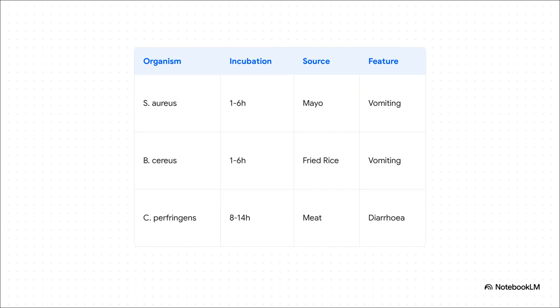Notice the short incubation group, that classic 1 to 6 hour window. The exam pattern here is absolutely unmistakable. If the question stem says a patient is violently ill just a few hours after eating potato salad at a summer picnic, bam, it's Staph aureus. If it happens after eating reheated fried rice, that's the emetic form of Bacillus cereus. And why does it happen so fast? Because the neurotoxin was already preformed before they even took a single bite.